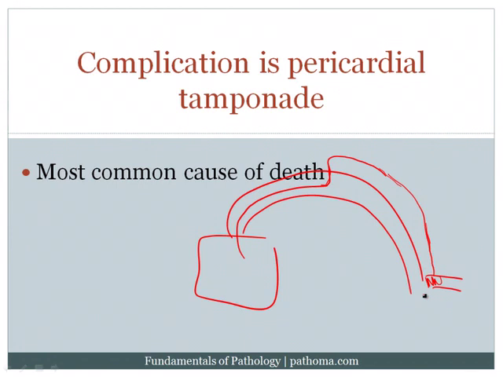Another possibility would be that we get this dissection, and then the dissection goes backward, and when it goes backward, it can get access to the pericardium. And so we can get filling of blood in the pericardium, which would be called pericardial tamponade, and that's the most common cause of death. And the third possibility would be to simply rupture out into the mediastinum. And if we blew through the entire blood vessel and then ruptured out into the mediastinum, that would result in fatal hemorrhage. So these are the complications of aortic dissection.